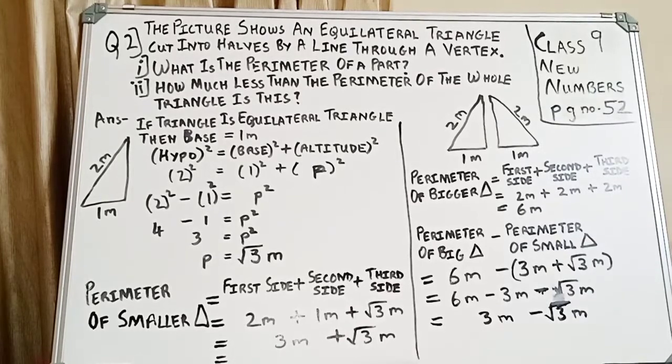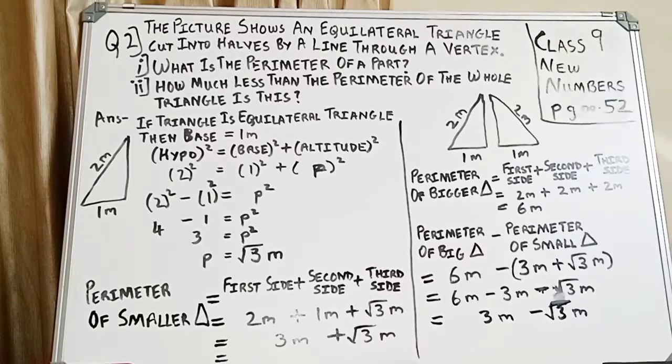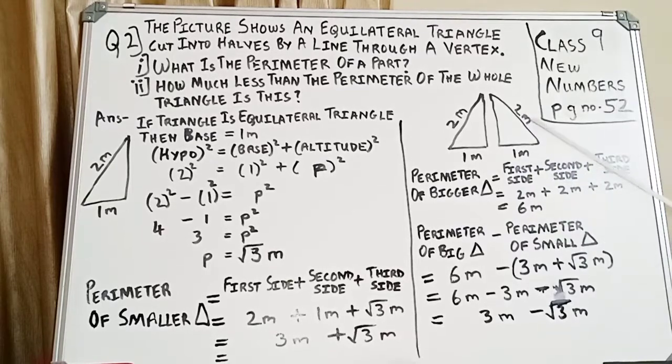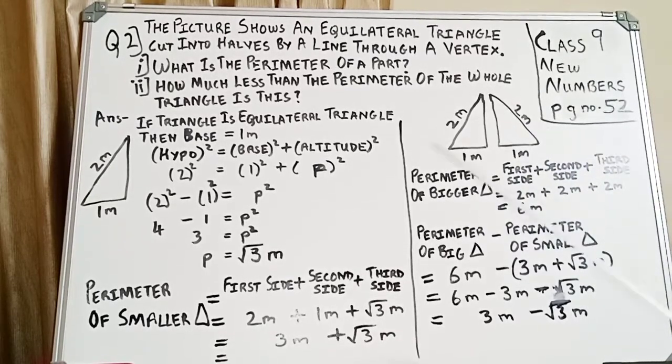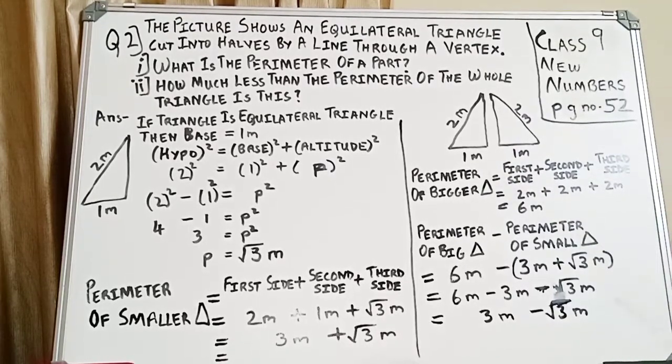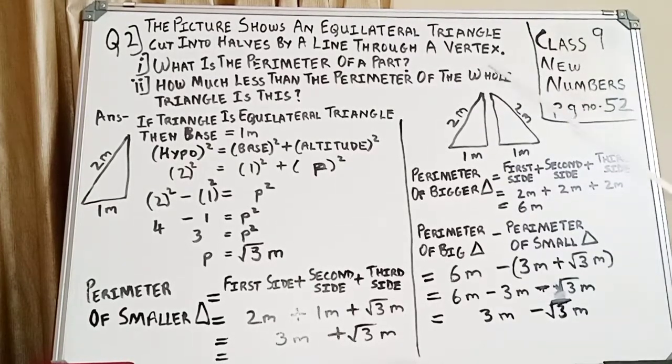This equilateral triangle is cut into two halves. You can see this equilateral triangle is cut into two halves. This is the equilateral triangle. Here is 2 meter, this is 2 meter, and this side is also 2 meter, three sides are 2 meter. It is cut into two halves, that is why it is split. It is cut into two halves through the vertex, the top vertex.